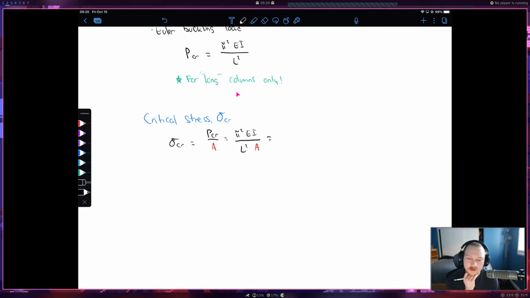Alright, so I'm just plugging in here. In black we have the critical load, and then in red is the cross-sectional area. And we're going to rewrite this now into a form that's going to be convenient for us later on. So we have pi squared multiplied by the elastic modulus, and then divided by L divided by K, squared. So L divided by K, we'll define this in a second, but this is called the slenderness ratio. And that's going to be a metric to define if we have a short column, an intermediate column, or a long column.